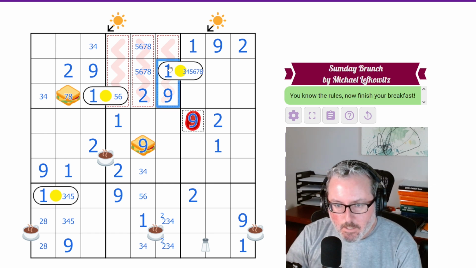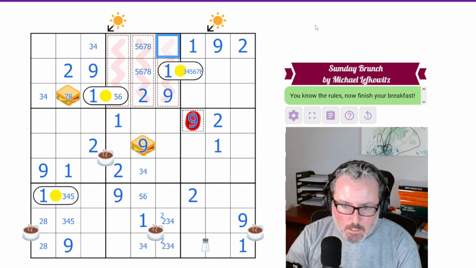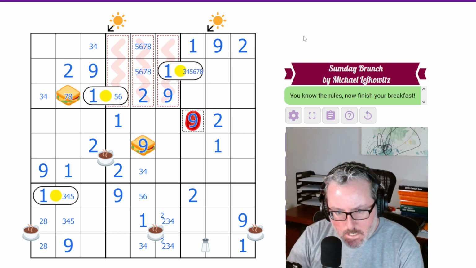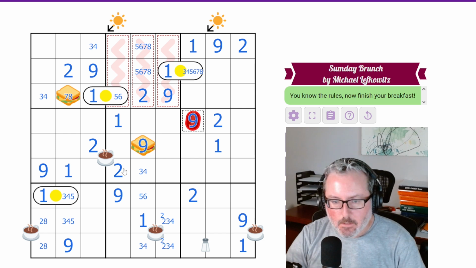Now, this is already 10. We know it has to at least get up to 13, but it can go all the way up to 18. So I don't know if we're going to get much in our bacon and eggs just yet. But it's starting to look like we're going to have to do something there.